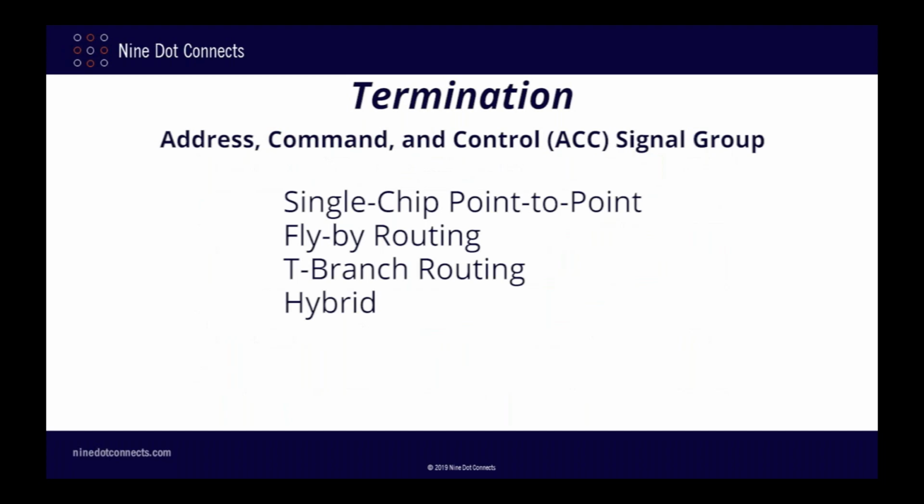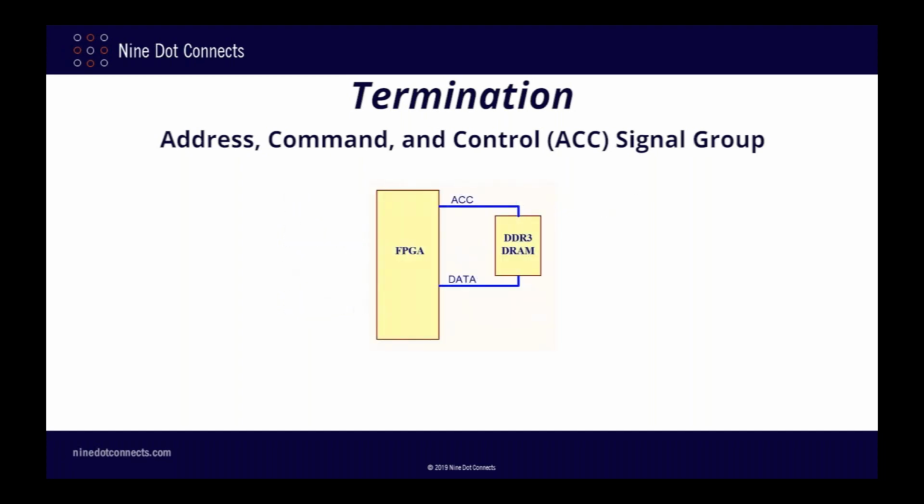While on-die termination can be used for the data bus because they almost always use a point-to-point routing scheme, there are too many routing variations for the ACC lines to allow the effective use of on-die termination. For example, in the simplest routing case with only one memory chip, the ACC lines are also point-to-point. It may not need any termination at all.